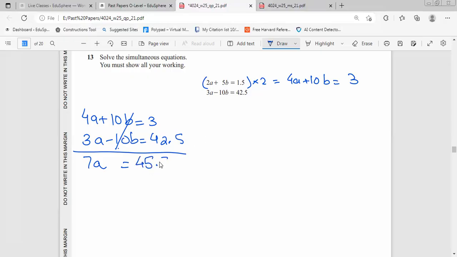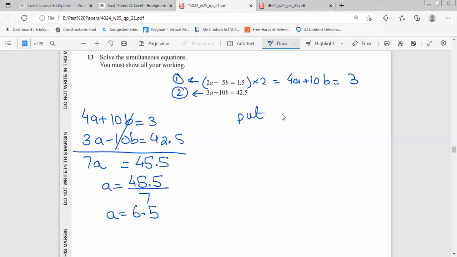And then we are going to divide this 45.5 by 7. So let me divide this by 7, we get 6.5. So the value of a is 6.5. Now we will substitute this into any one of the equations. So I'm substituting it into equation number 1. This was equation number 1 and this was equation number 2, so I have to write that we put a equals 6.5 in equation 1.